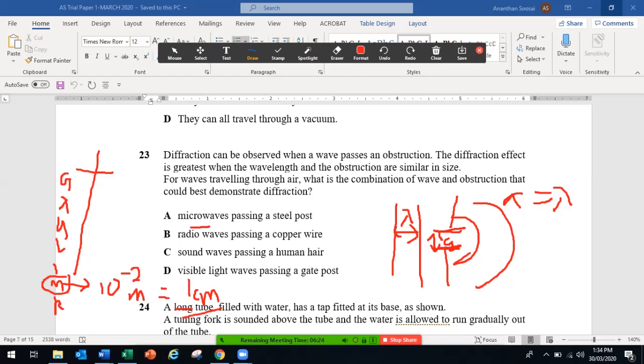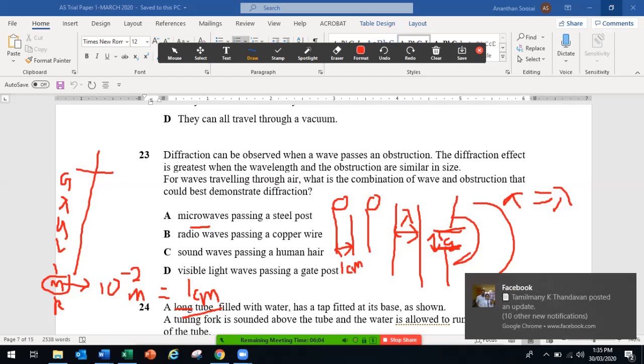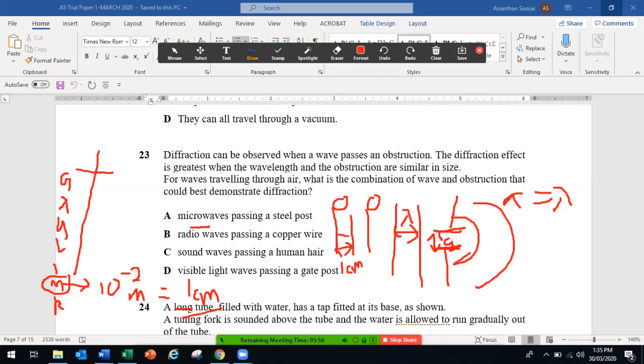If you have a steel post, one steel post, or another steel post, passing a steel post, the steel post width can be around 1 cm. Steel post is bigger than 10 cm. I think the steel post could be around 10 cm width.